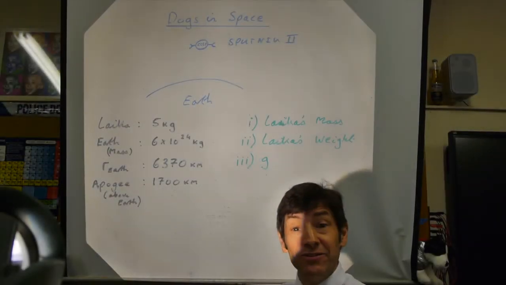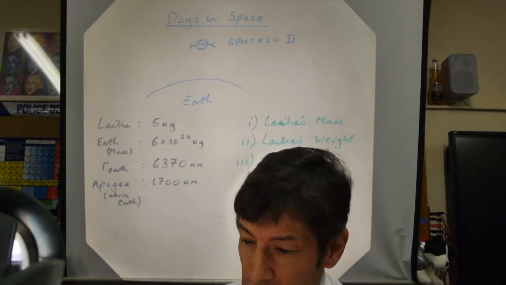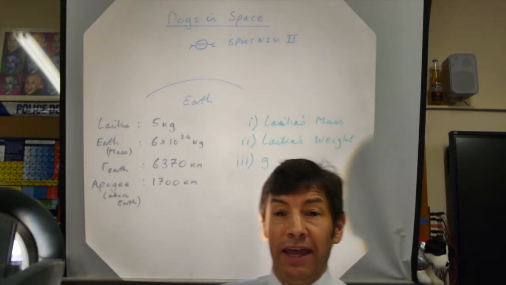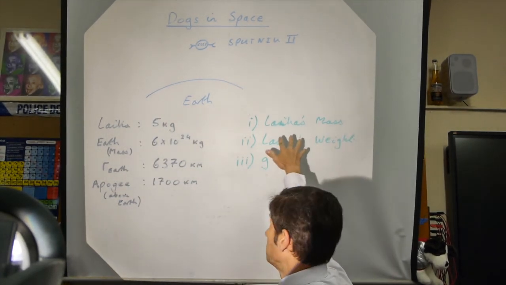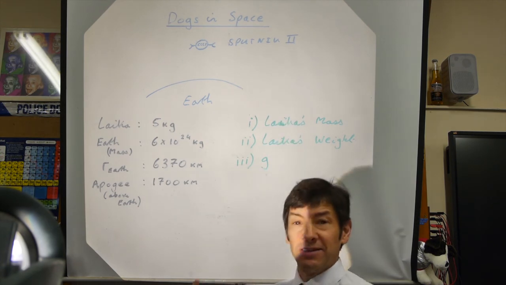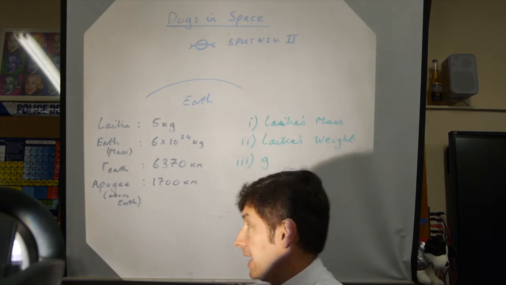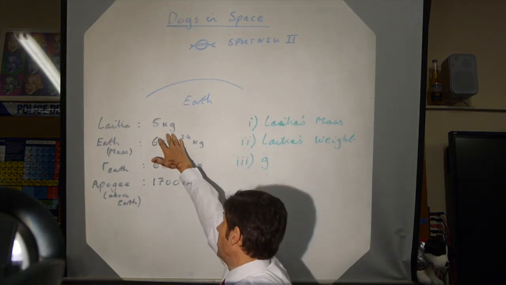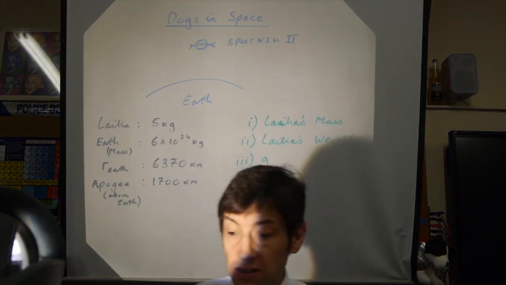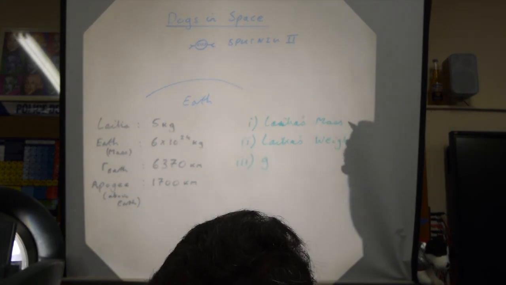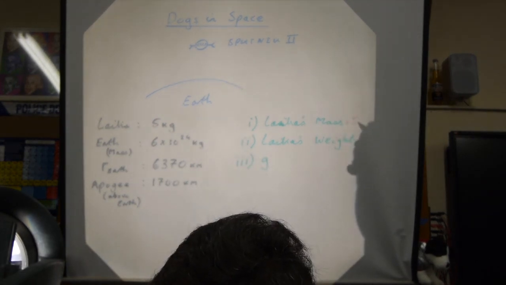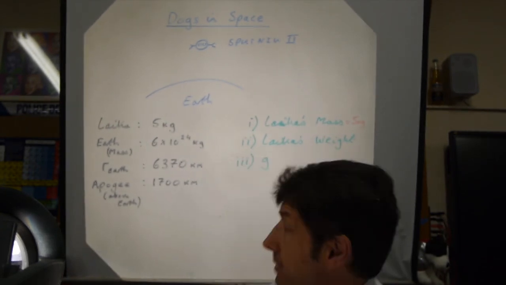Okay, so let's see how you got on. Firstly, the first question is a really easy one to answer. Mass is a measure of the number of atoms in an object, the amount of material. And Laika, she's a 5 kilogram Laika, and that's the answer, obviously. So that was an easy one. Laika's mass is 5 kilograms.